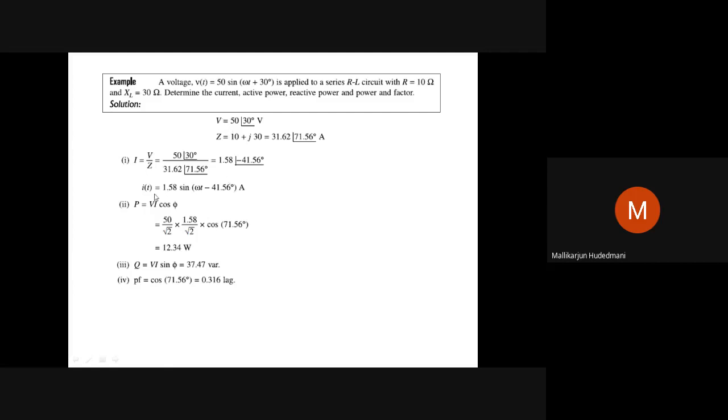Between V and I, what is the total spread angle? 30 on one side and 41.56 on the other side. Together the total spread angle is 71.56. So what is cos phi? Cos phi is the power factor angle. Phi is the angle between the voltage and current of that particular system or circuit. So 30 and 41.56 together result in 71.56. When I use this in the formula, it gives me 12.34 watts.